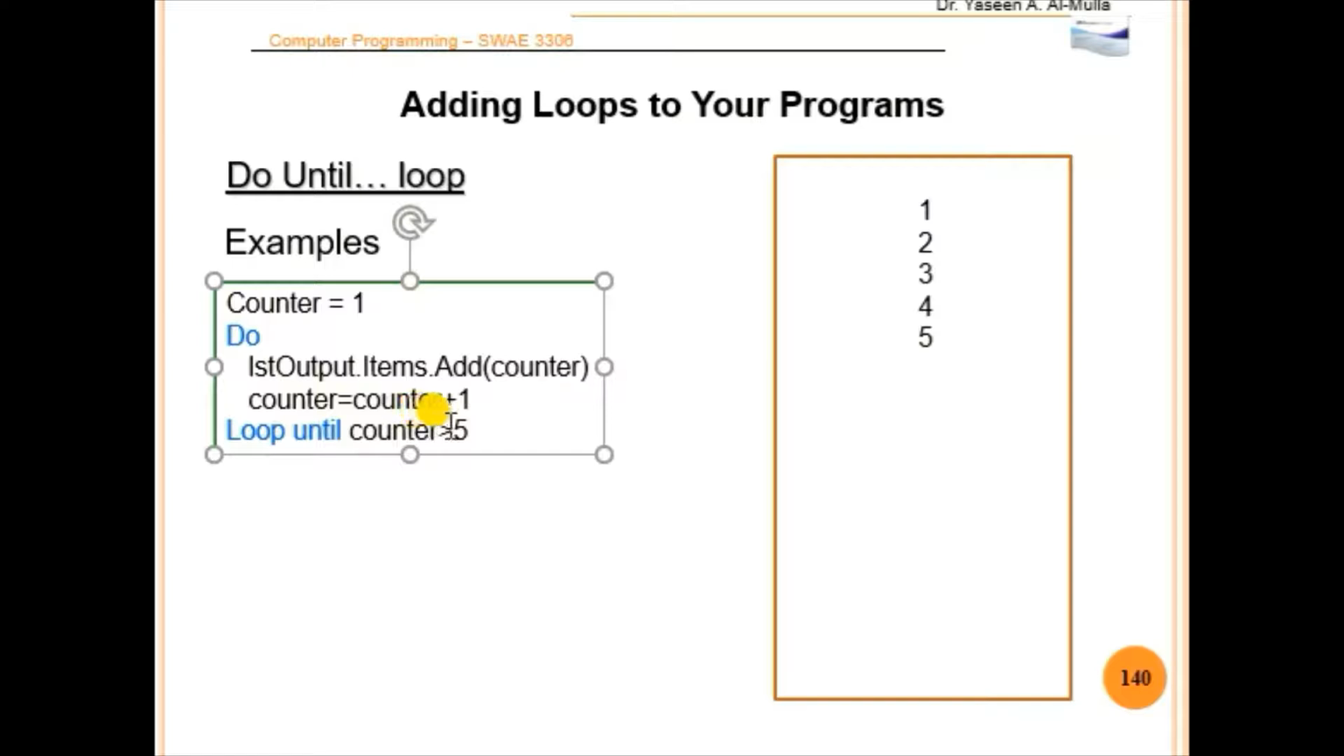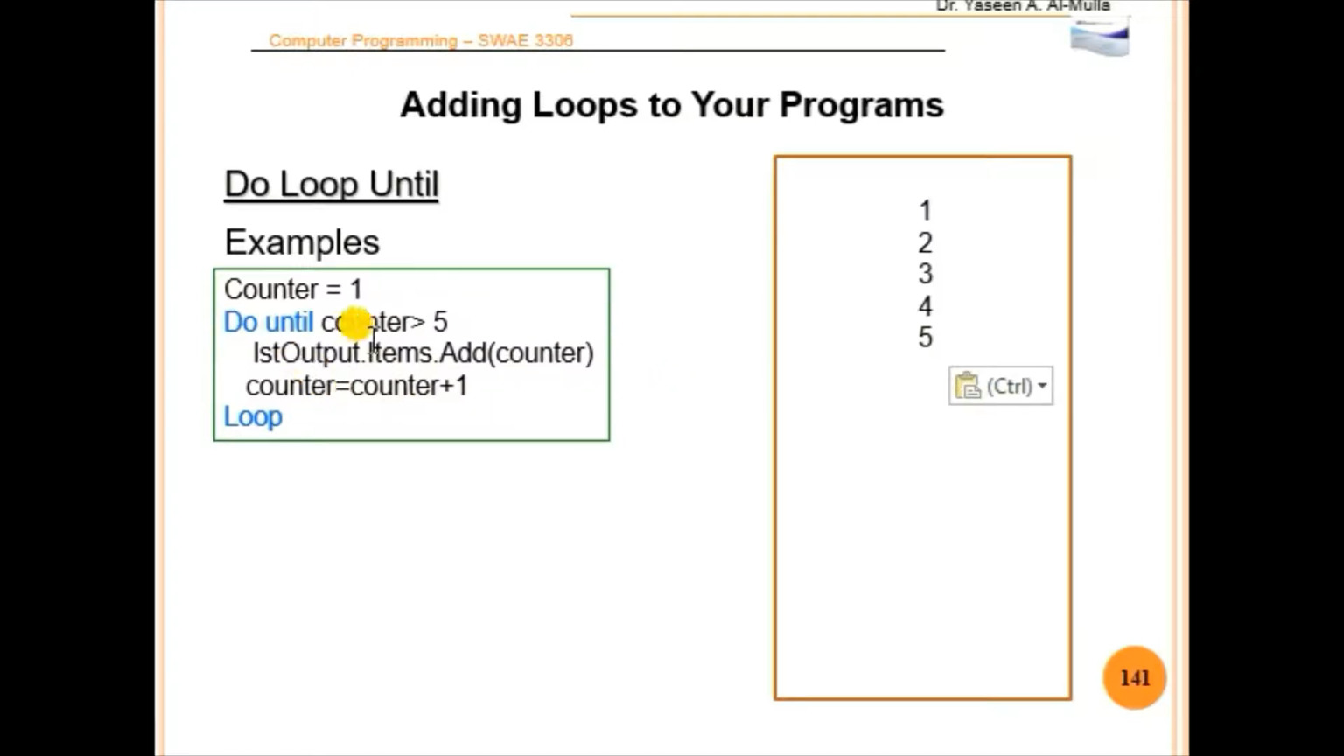Since 2 is not greater than 5, loop. 3 is not greater than 5, go to the loop and show to the user. 4 is not greater than 5, show to the user. 5 is not greater than 5, show to the user. 5 plus 1, 6. Is 6 greater than 5? Yes, then stop looping.